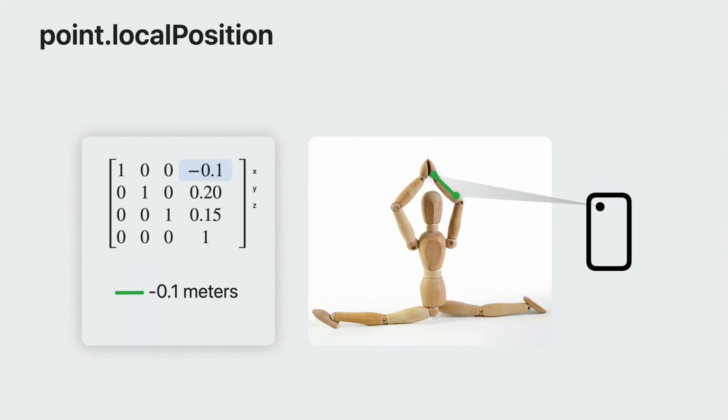Local position is useful if your app is only working with one area of the body. It also simplifies determining the angle between a child and parent joint. I'll show how to calculate this angle in code in a sec.